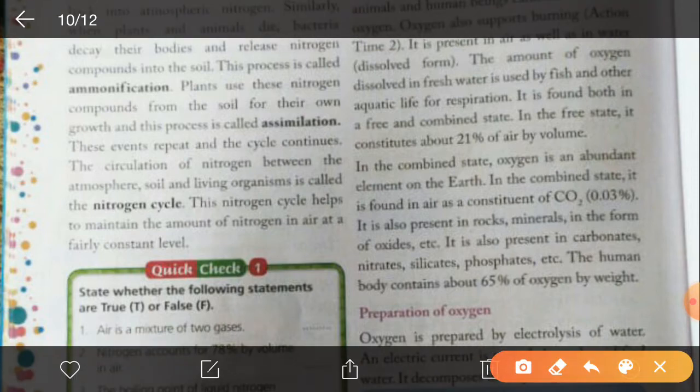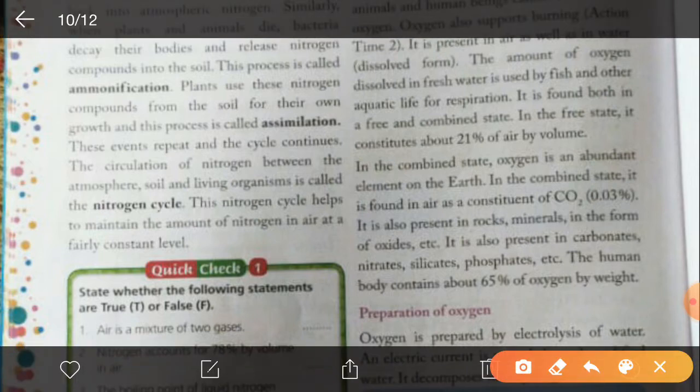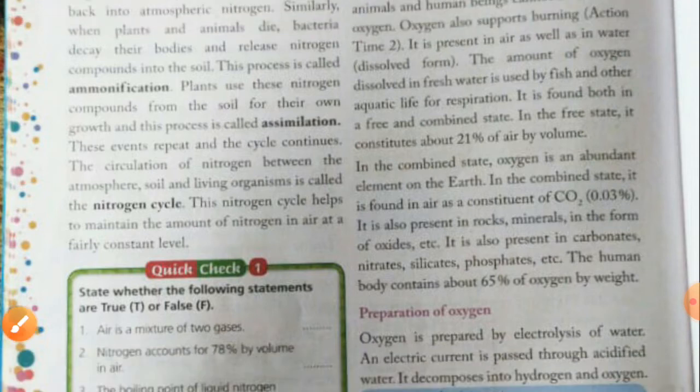You can see that 0.03% is also present in the rocks and minerals in the form of oxides. What I have told you previously, it is found in the form of oxides, and it is also present in carbonate, nitrate, silicate, phosphate, like this. In all these things you can find oxygen. The human body also contains 65% of oxygen by weight, as we know.